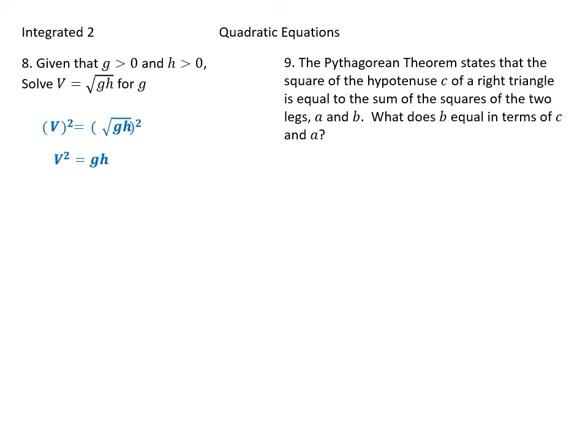How do we undo multiplying by h? Divide both sides by h. And so v squared divided by h will be equal to g.